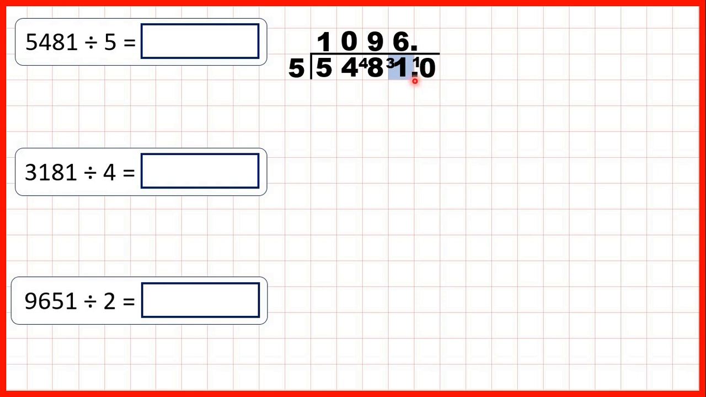And we can always extend with a point 0 because 5,481.0 is the same as 5,481. Putting a point 0 on the end of a number doesn't change the number, but now we can write our remainder as a decimal because 10 divided by 5 is exactly 2. So our answer is 1096.2.